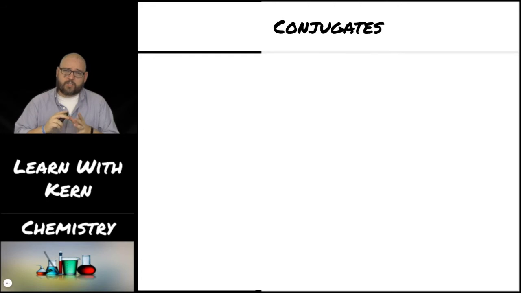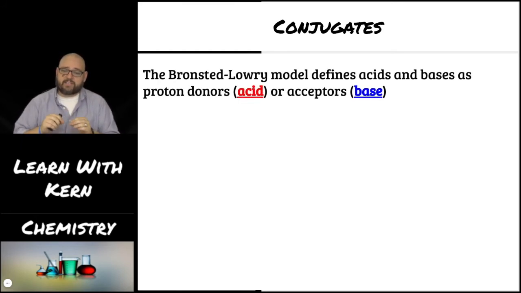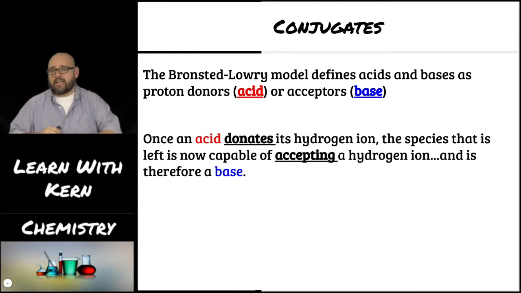So now let's talk about something called conjugates, because when acids are put in water, when you dissolve them, or when bases are put in water and you dissolve them, they're either going to be a hydrogen ion donor or a hydrogen ion acceptor. So once it donates it, it is no longer able to donate a hydrogen anymore. So now it is something else. And so the Bronsted-Lowry model defines acids and bases based off of how they donate or accept protons. So once an acid donates that hydrogen ion, the species that is left is now capable of accepting a hydrogen ion and is now a base.